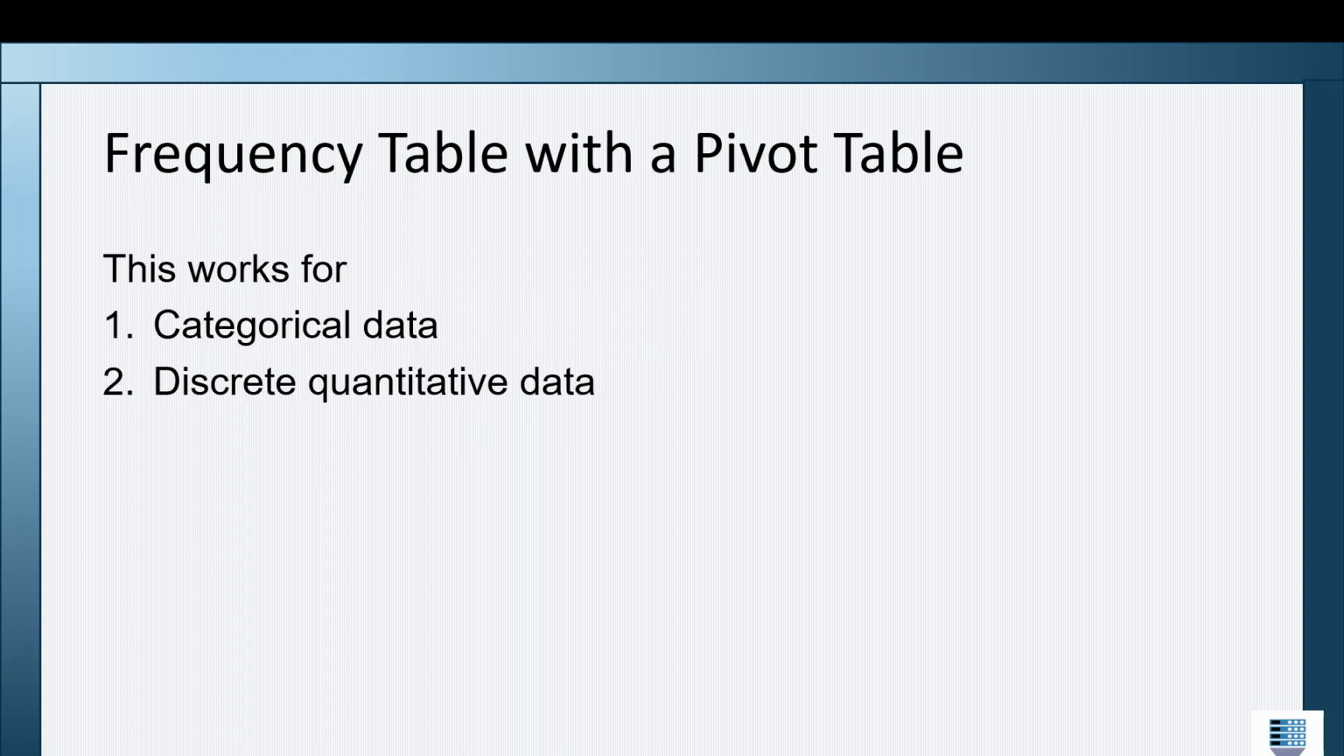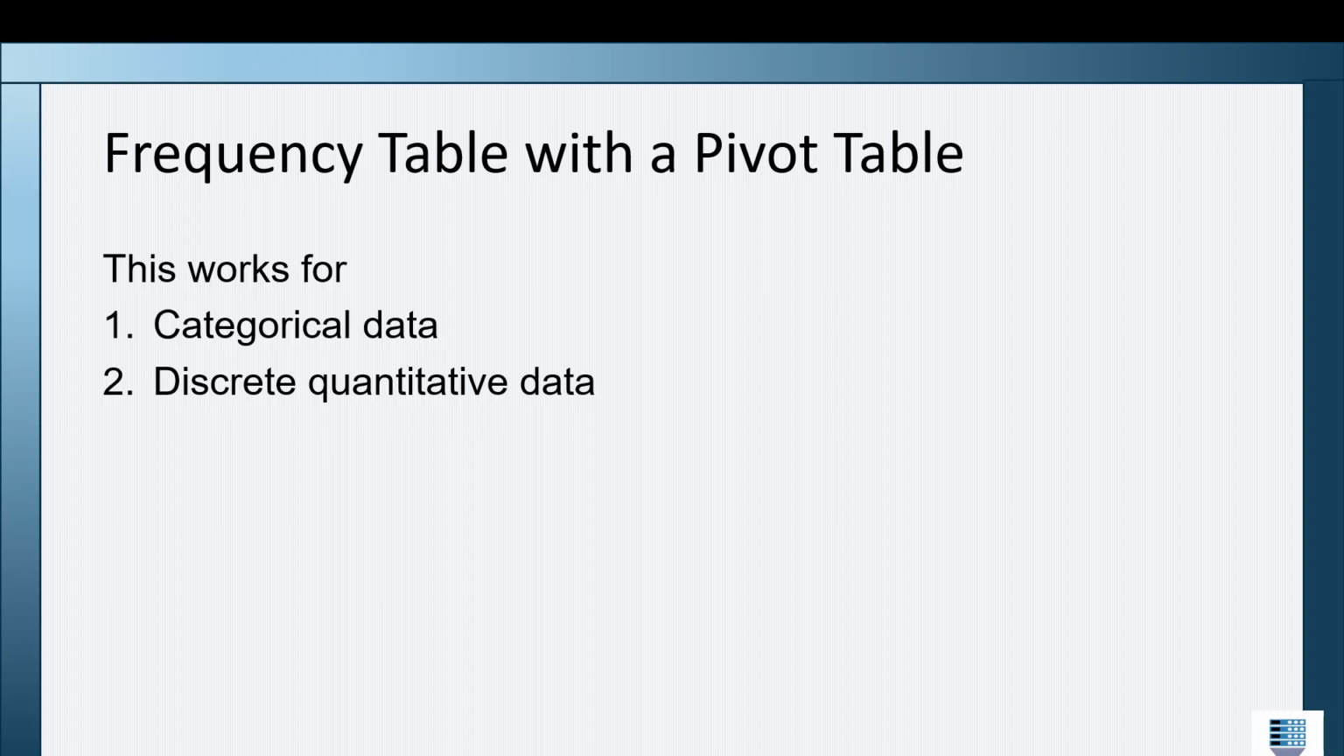First, let's look at how to make a frequency table with a pivot table. Pivot tables, by the way, are a generalist way of taking a raw data set and doing a summary feature with it. They're part of Excel. So with this method, we're going to take our raw data and make a summary table called a pivot table. And that's what we're going to use as our frequency table.